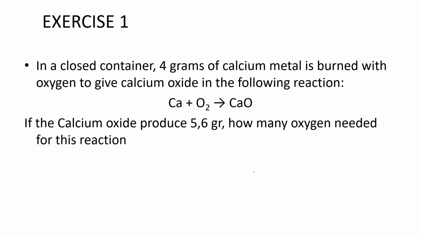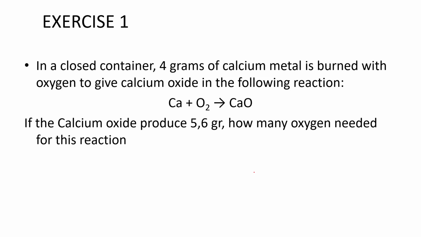Here I have a problem. In a closed container, 4 grams of calcium metal is burned with oxygen to give calcium oxide in the following reaction: Ca plus O2 becomes CaO. If the calcium oxide produced is 5.6 grams, how much oxygen is needed for this reaction?